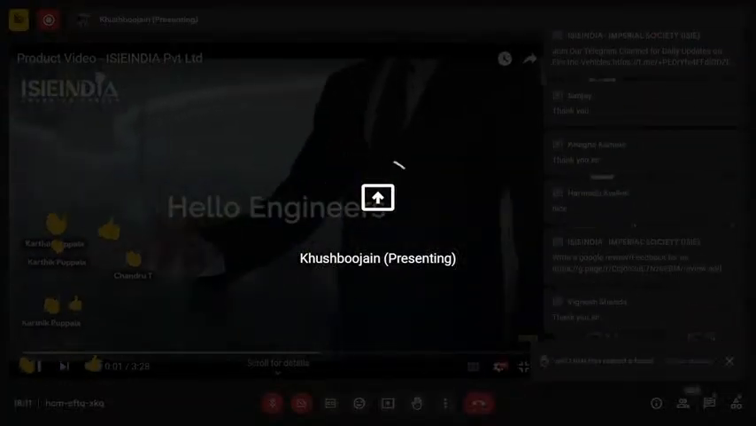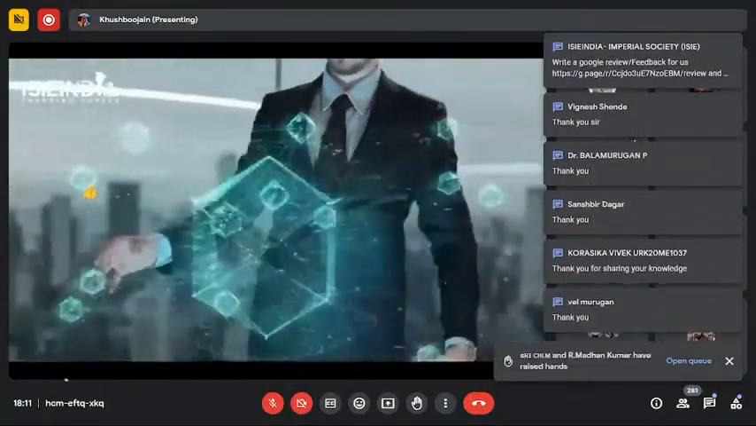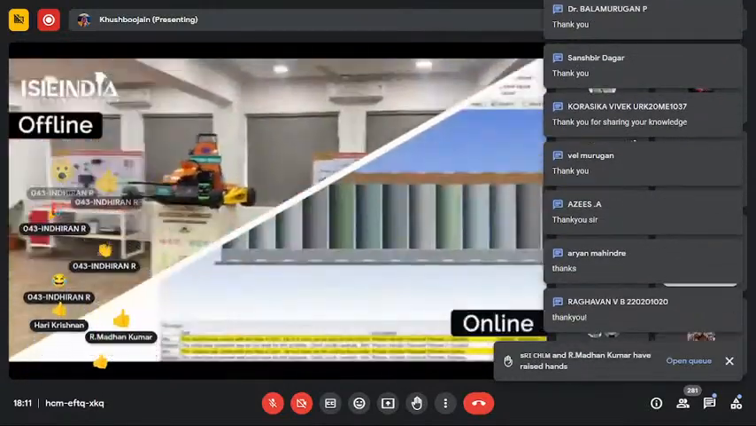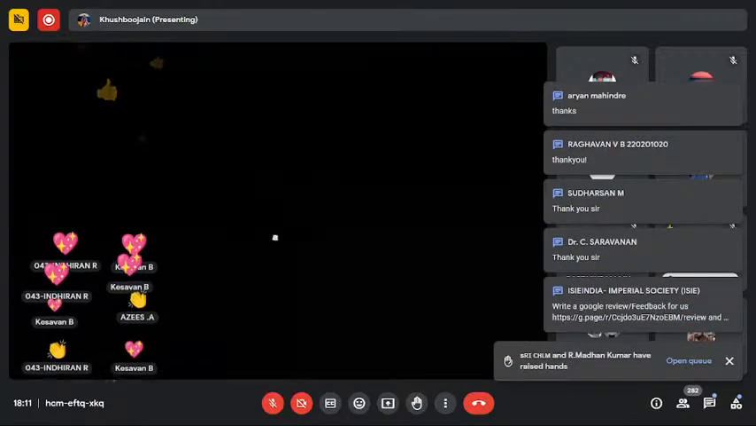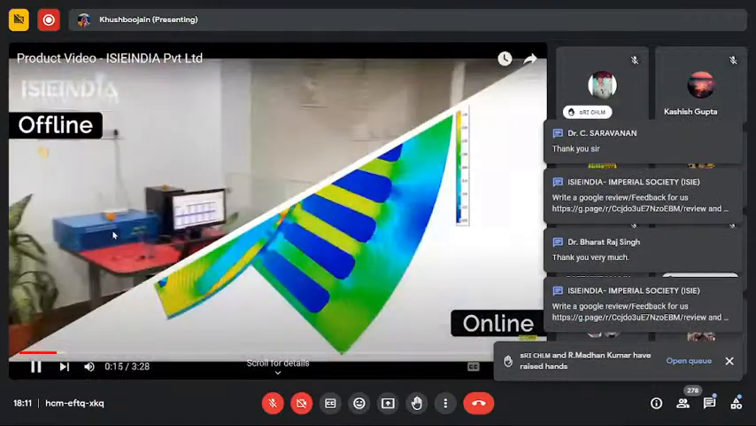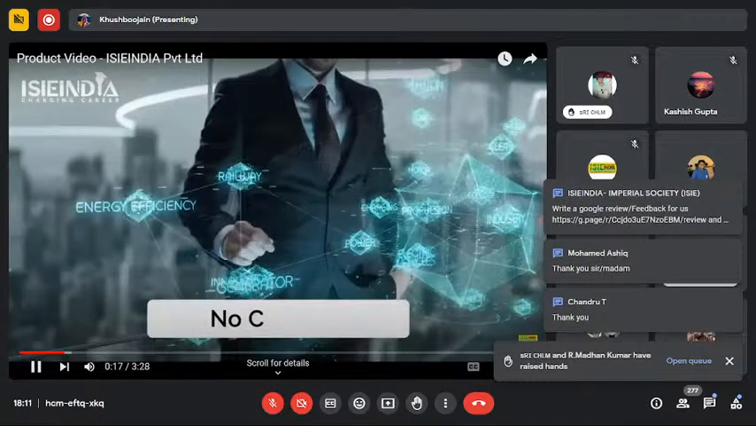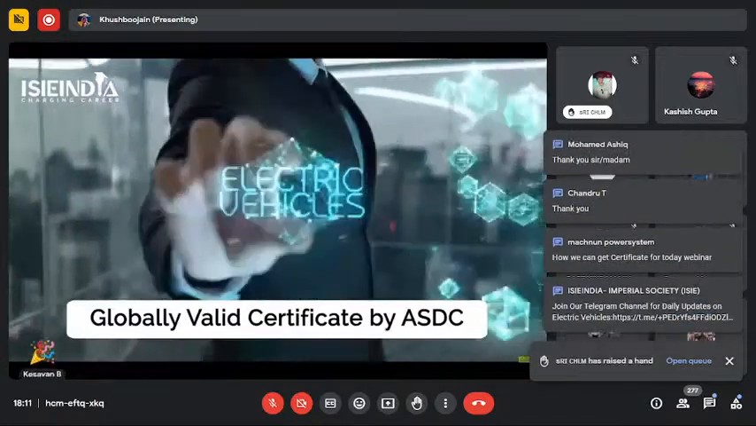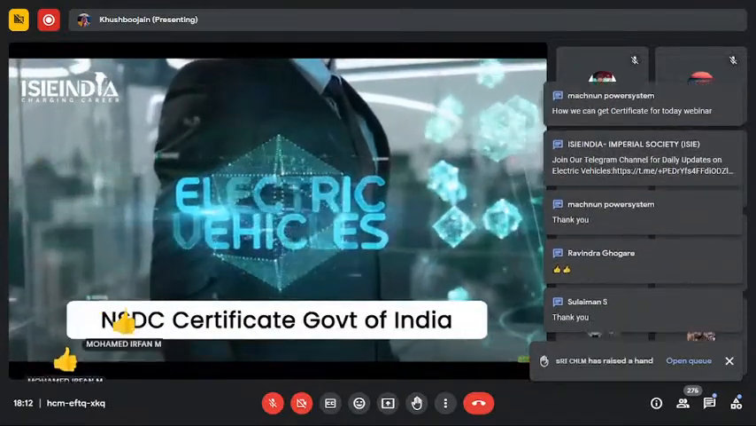Which will help you enhance your skills and knowledge of electric vehicles and want to secure a good job in the automotive industry? Let me help you to get there with our online and offline products. ISI India has been offering specific domain courses as per the industry demands with perks like pay after placement, no cost EMI, placement assurance, and globally wide certification by Automotive Skill Development Council ASDC and National Skill Development Corporation NSDC, Government of India.